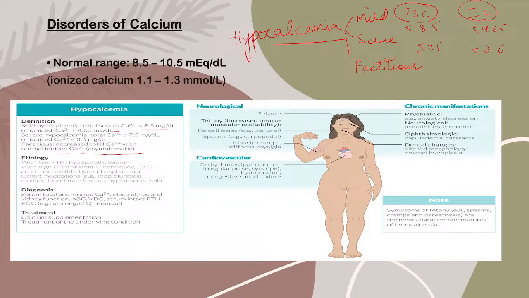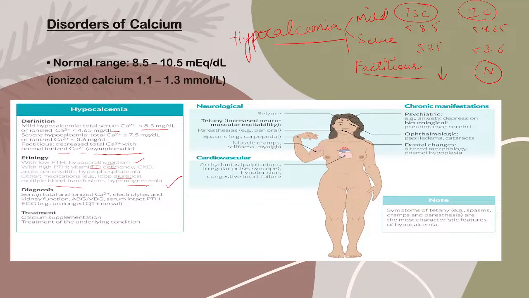But in factitious hypocalcemia, the total calcium would be decreased, but the ionized calcium would be normal. So this is factitious. Now etiology of hypocalcemia: with low parathyroid hormone, that is hypoparathyroidism. Then with high parathyroid hormone: vitamin D deficiency, CKD, that is chronic kidney disease, acute pancreatitis, hyperphosphatemia, and others are medications, loop diuretics, multiple blood transfusion, or hypomagnesemia. So these all are the etiology of hypocalcemia.